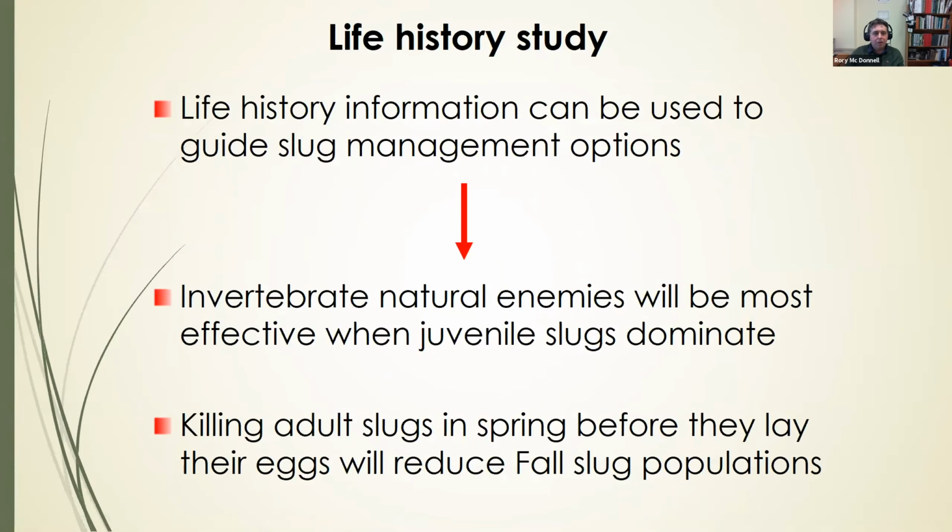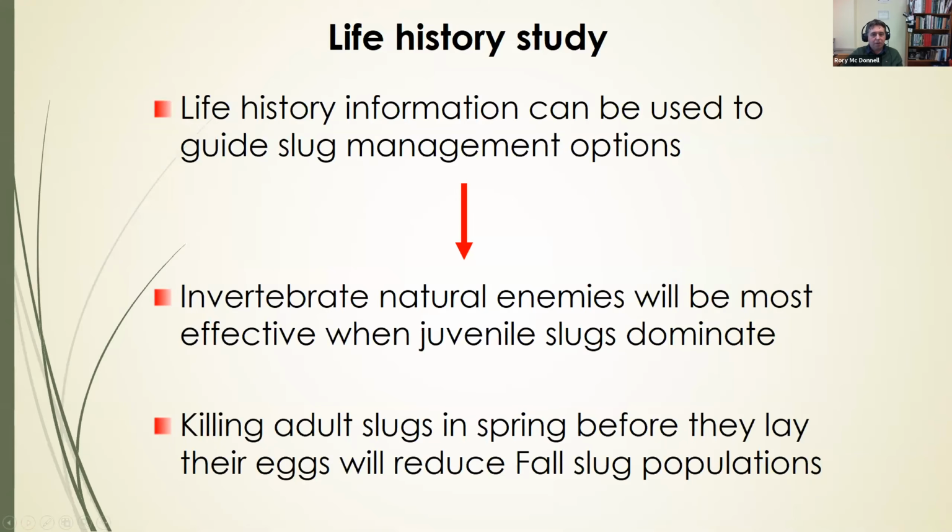So having this sort of biological information is very, very important, because different control strategies will have different levels of efficacy against different slug life history stages. So for example, we know that invertebrate natural enemies, things like ground beetles and the beetle that Cheryl showed to you earlier, prefer to feed on smaller slugs. So taking advantage of these natural predators which live in our environment during May and June and during September and October, when the smaller slugs are most dominant in the population, will likely give us the best results.